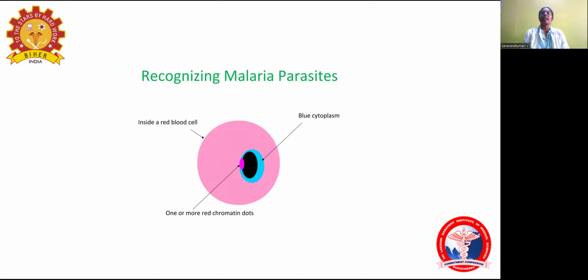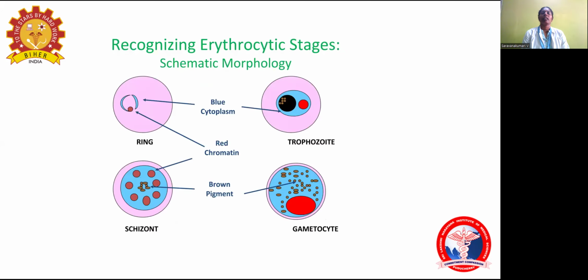So once a smear is made and it is stained with Leishman stain, how do we recognize the malarial parasite in the smear? Inside the RBCs, you can see a red chromatin dot and the blue cytoplasm. This is how we can identify the malarial parasite. Along with that, various stages of the Plasmodium species can be seen inside the erythrocytes. We can see a ring form, or we can see schizonts, trophozoites, and gametocyte forms.